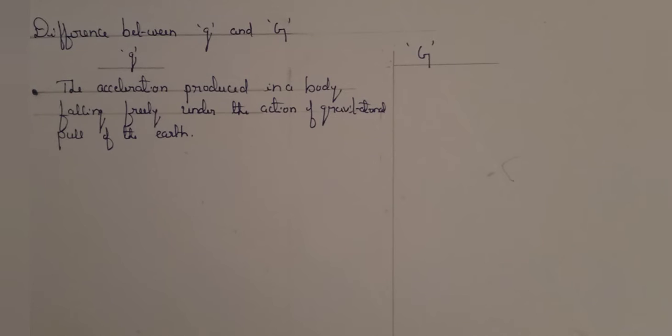Now, let us know about the difference between the acceleration due to gravity and the gravitational constant. We know the acceleration due to gravity is the acceleration produced in a body falling freely under the action of gravitation pull of the earth. But the gravitational constant is the gravitational force between the two bodies of unit masses separated by a unit distance.